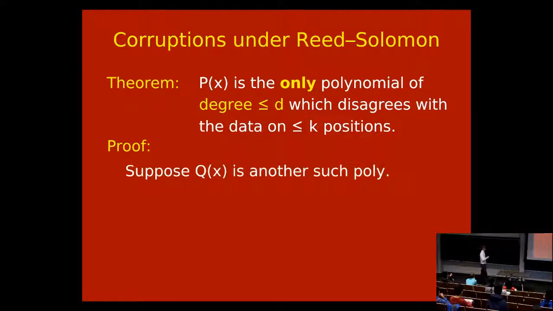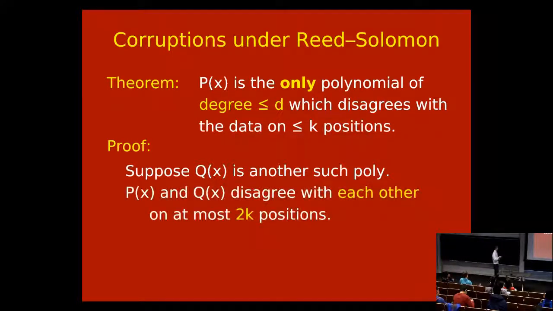OK, here's the proof. Imagine Q of x is another such polynomial, so that P of x and Q of x are both of degree at most d. They both almost agree with all the data. They're wrong on at most k positions. What am I going to show? What's the last line of the proof going to say? Yeah, therefore P equals Q. I want to show that there's at most one polynomial that has all this good agreement.